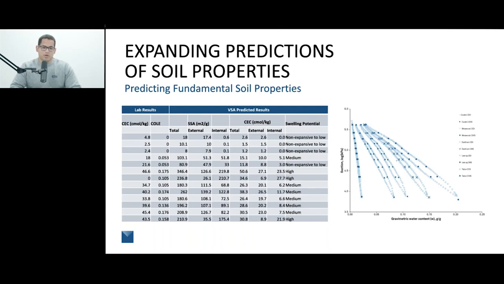And what you see is that they actually compare quite well. Now, there's still more work to be done on this to improve these models and give them more data to learn from. But what we're seeing is that we can use these tools to predict these properties like cation exchange capacity and dive even deeper into it and separate out things like external and internal cation exchange capacity, which tells us quite a bit about the clay behavior and those things in the soil.